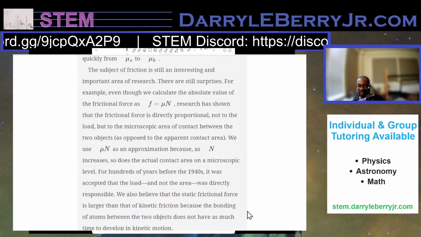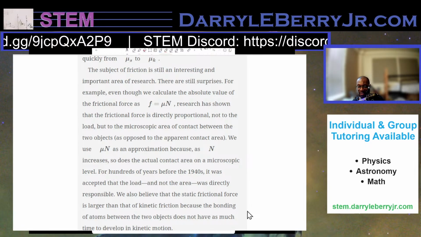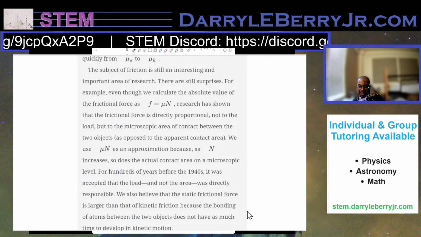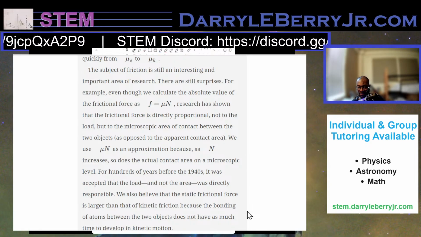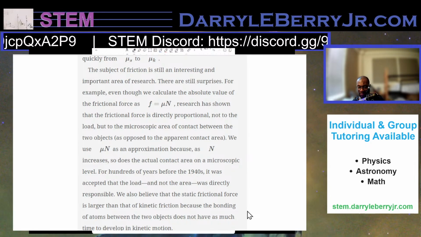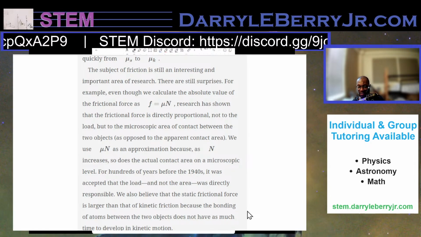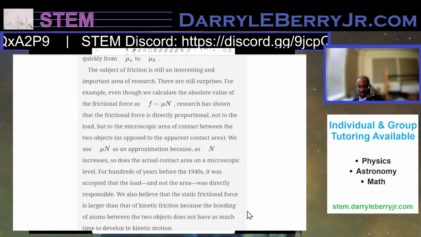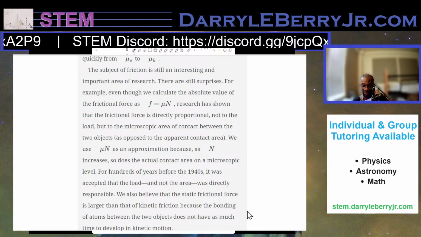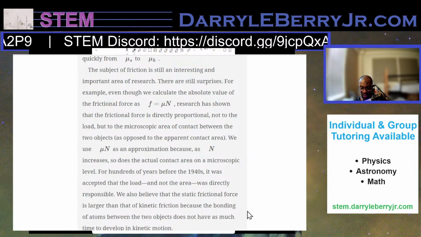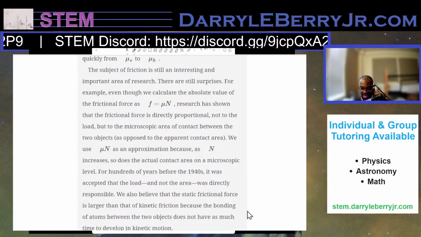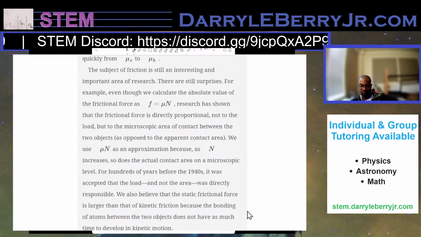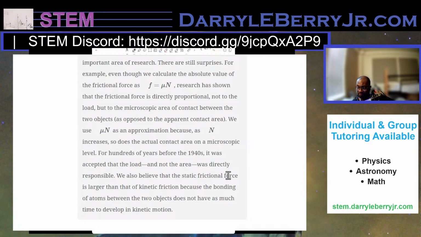We use mu n as an approximation because as n increases, so does the actual contact area on a microscopic level. So more mass causes more friction because there's more contact points. For hundreds of years before the 1940s, they accepted that the load, the mass, and not the area was directly responsible. We also believe that the static friction force is larger than the kinetic friction force because the bonding of atoms between the two objects does not have as much time to develop in kinetic motion. Okay, so that's that section.